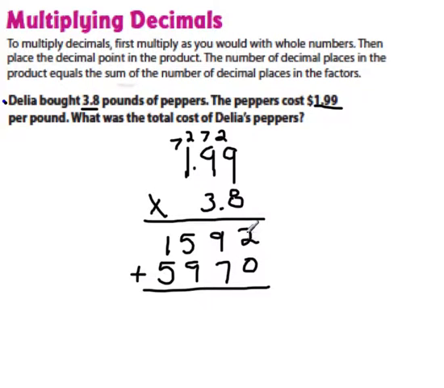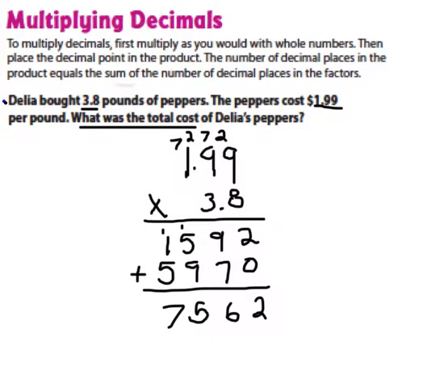I just need to add them together. 2 plus 0 rather is 2. 9 plus 7 is 16. Carry the 1. 9, 10 plus 5 is 15. And then 5, 6, 7. Alright, so that is my answer. But wait a minute now. We're talking about what was the total cost of Delia's peppers.